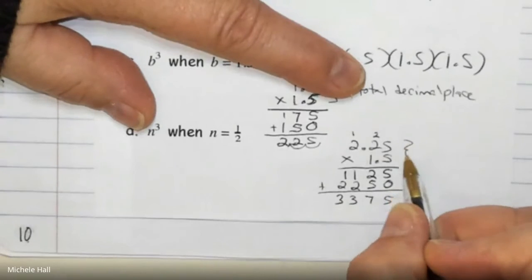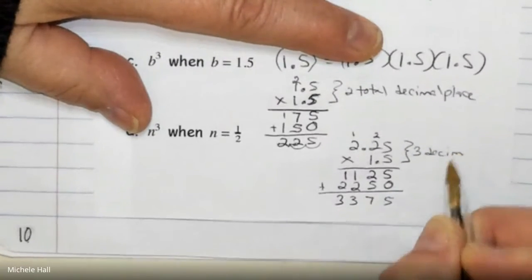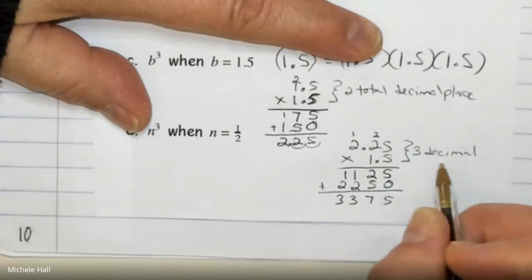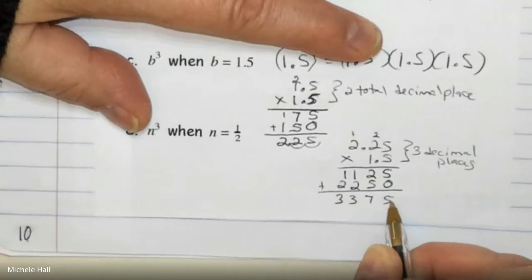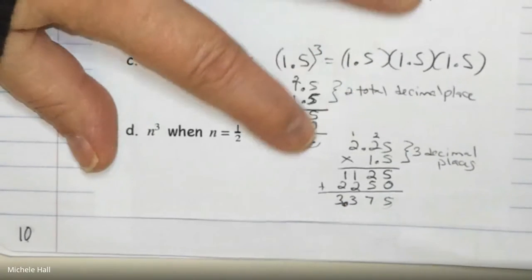How many total decimal places in the problem? There's 3. There's 2 here and then 1 right here. 3 decimal places. I start from the back and I count over 3. 1, 2, 3. Final answer.